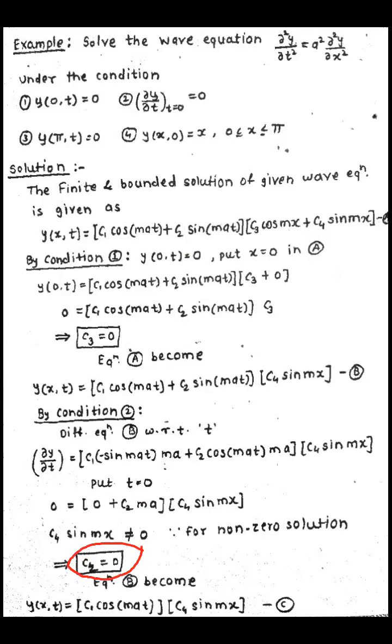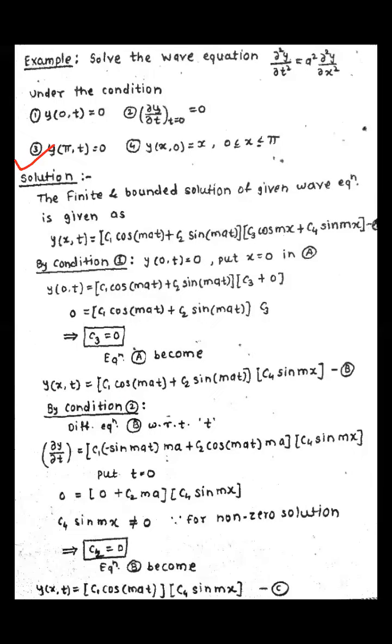So put this c2 value, 0, in equation number B. Equation B then shows y(x,t) = c1 cos mat into c4 sin mx. Call this equation number C. Now after applying condition 2, next is condition number 3. So apply condition number 3.